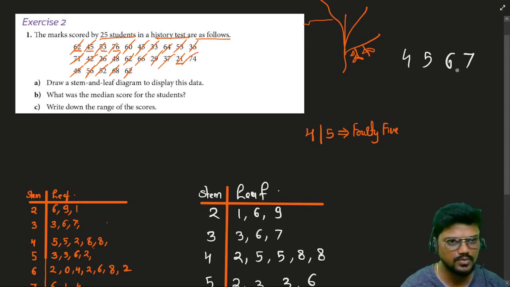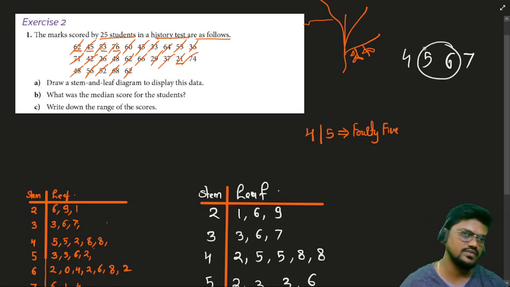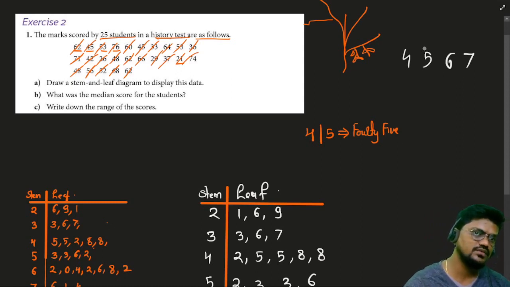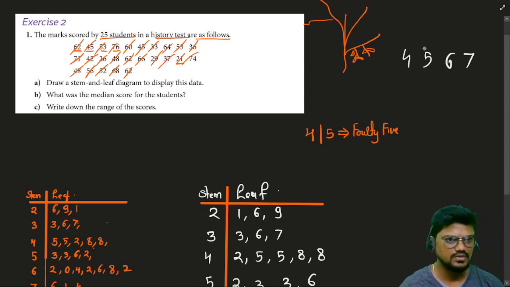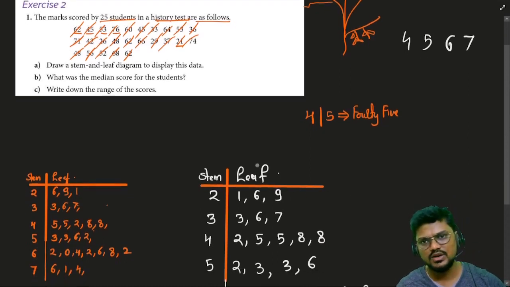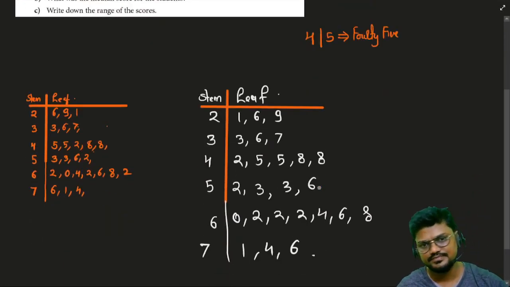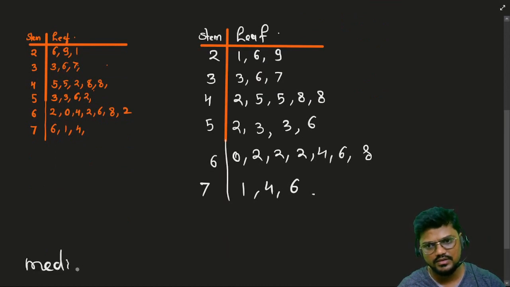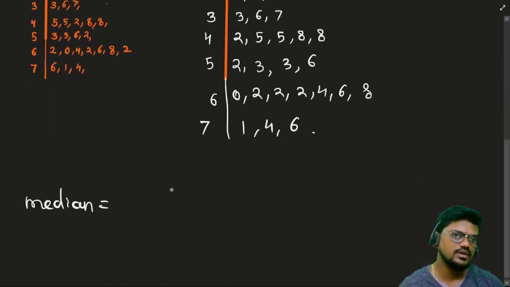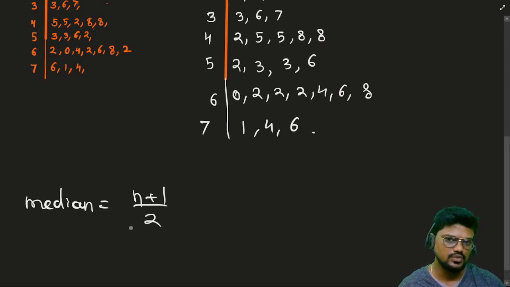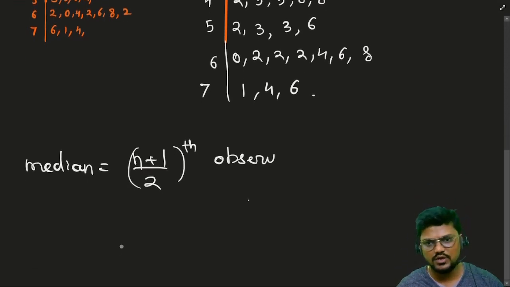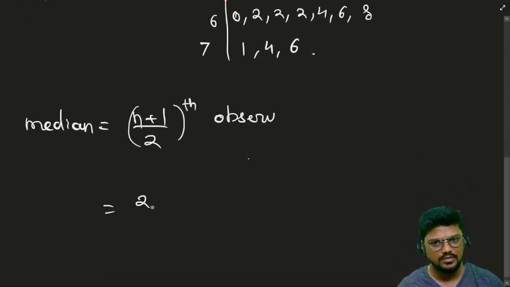5.5. Take the average of the two. When there are an even number of observations, you have to take the average of the two middle places, right? Now, similarly over here, this 25 is an odd number. So what will be the median over here? Since it is odd, the median will be the (n plus 1) by 2 observation. So n is 25, plus 1, by 2 observation.